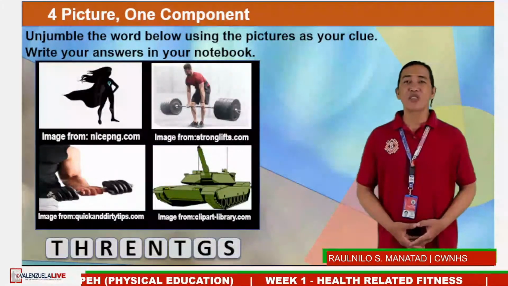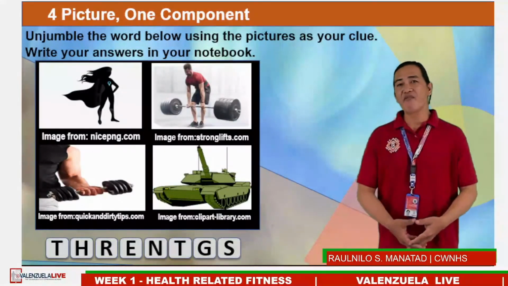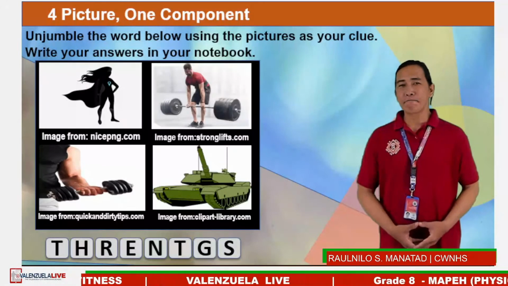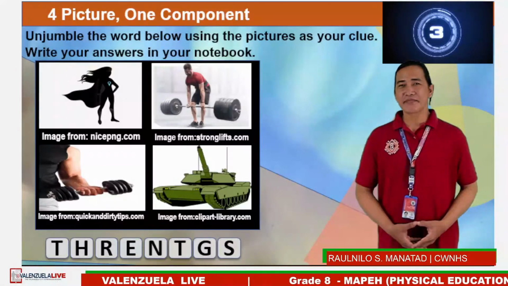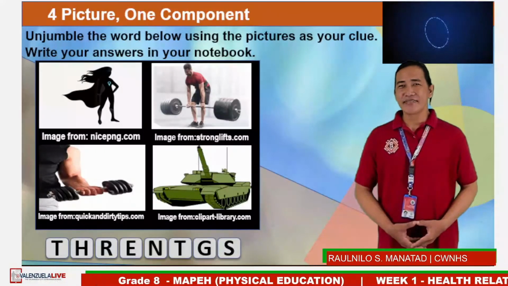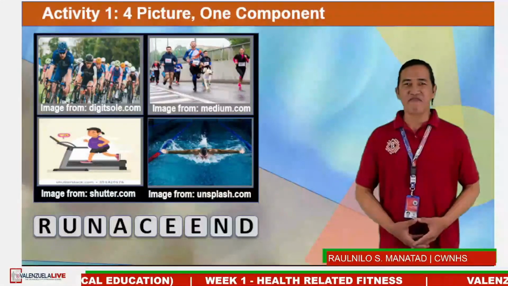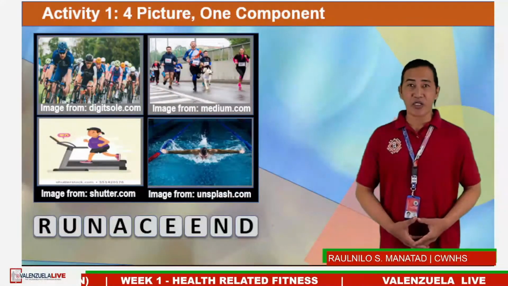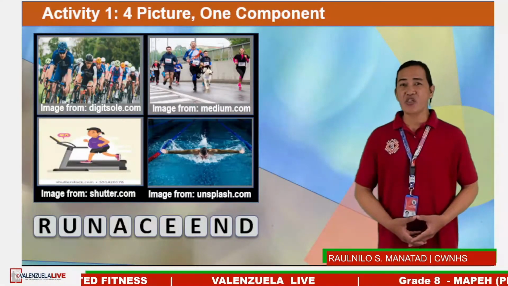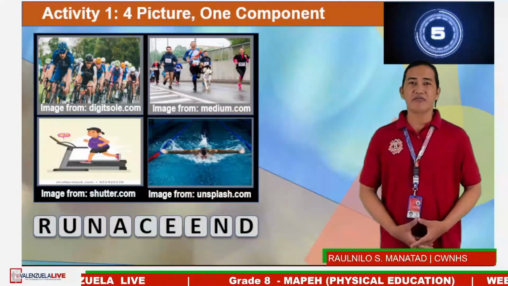First component. We have a superhero. Men lifting weights. And of course, everybody recognizes the quality of a tank. Isn't it, gamers? Second component. A group of cyclists, a picture of marathon or fun run maybe, woman running on a treadmill, and the swimmer. What component do you think they need to finish their activity?